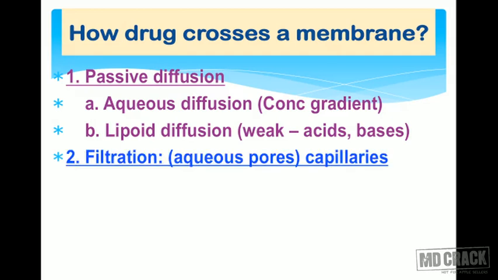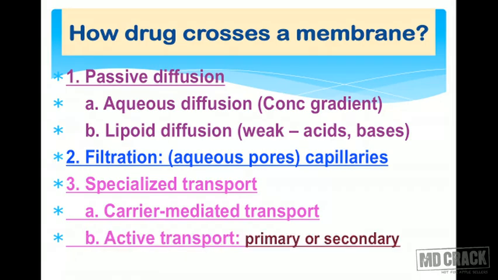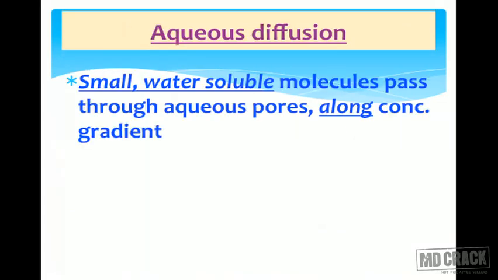The second method of permeation is filtration, and this mostly happens through aqueous pores which are present in the capillaries. The third method could be a specialized transport. This could happen with the help of a carrier, that's carrier mediated transport. Next one could be active transport, which could be primary or secondary, and the last one is pinocytosis, which will lead to endocytosis or exocytosis.